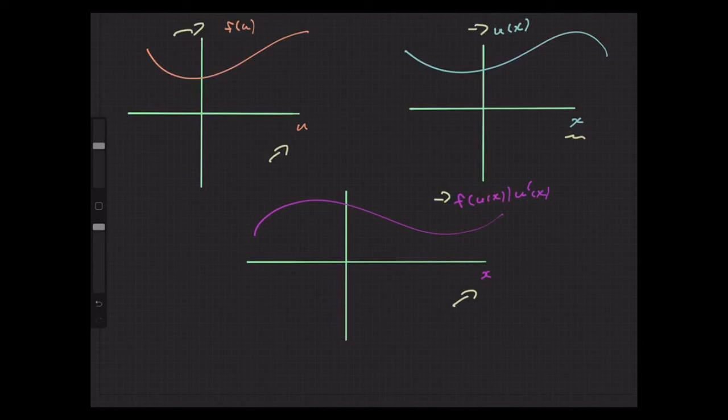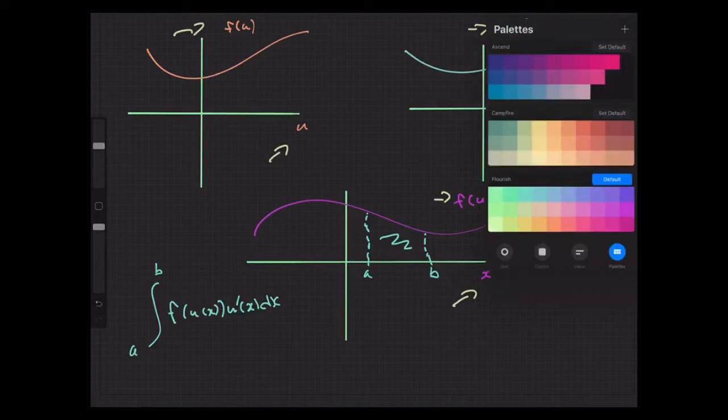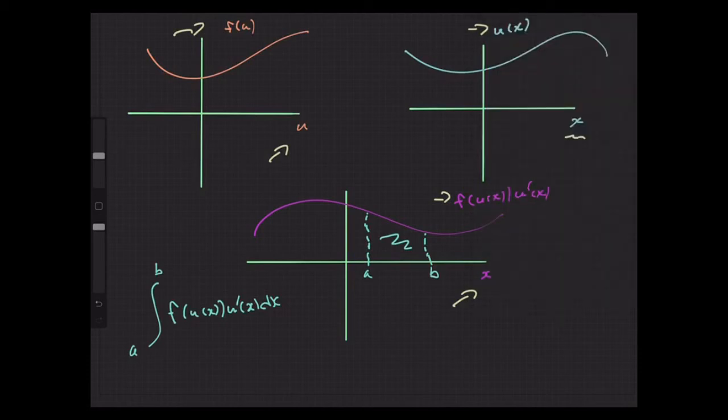So the goal here is to evaluate the integral from a to b of f of u of x times u prime of x dx. And what's that? Well, if I mark my a here and my b here, this is, of course, the area under the curve of the graph of f of u of x times u prime of x in between a and b.